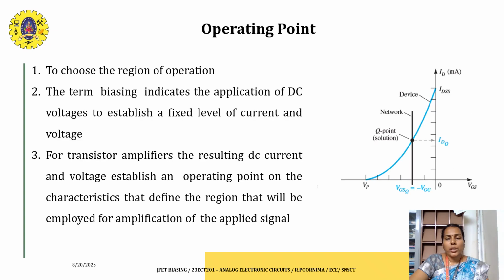Before going to the types of biasing of JFET, let's see the importance of the operating point. The operating point is essential to choose the region of operation. Biasing indicates the application of DC voltage. We give an external DC power supply to fix the current and voltages in the field effect transistor, and for transistor amplifiers the resulting current and voltage define the operating point on the output characteristic curve. This defines the region of operation where the amplification takes place.